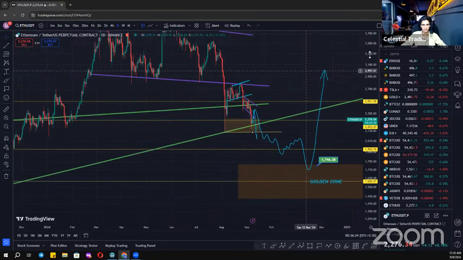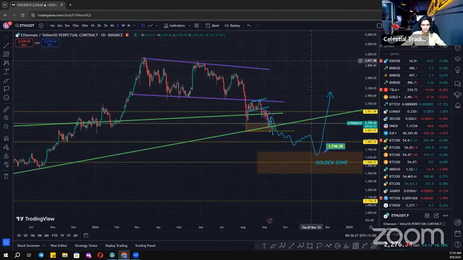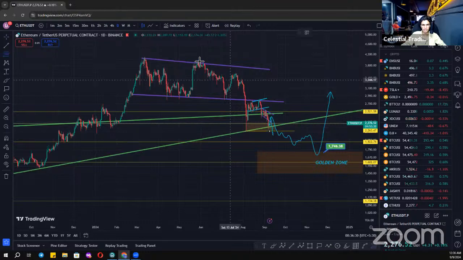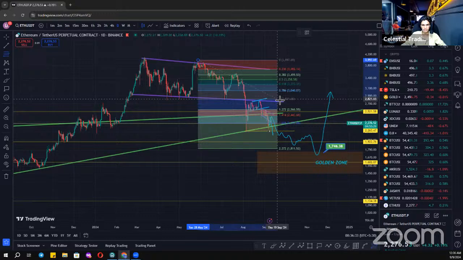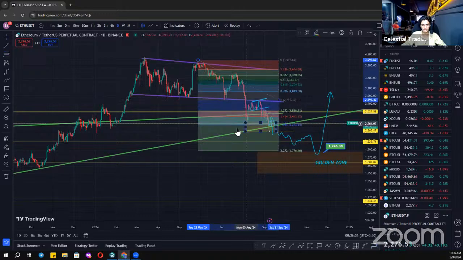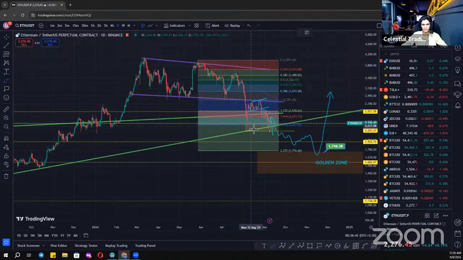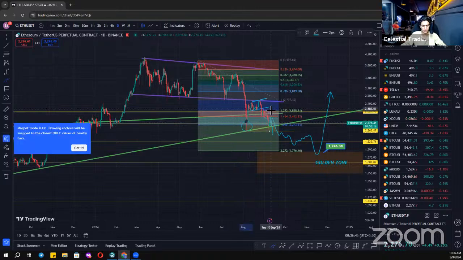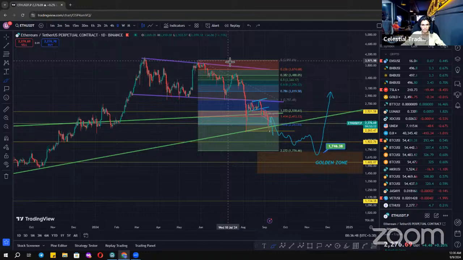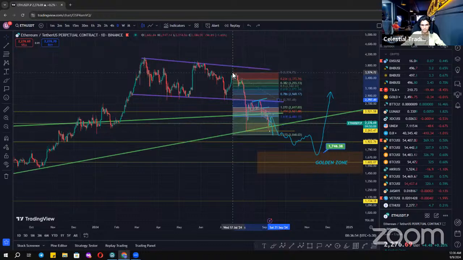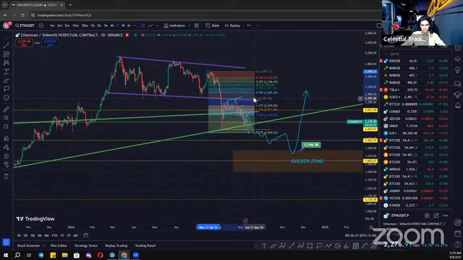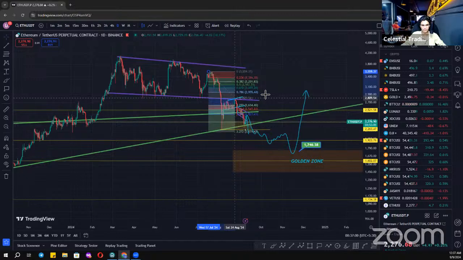Okay, we can see my prediction was like this. For this pair, the zone has been filled exactly. You see, the zone has been filled exactly, and we had a very big pump. And if you take a look like this, you see, it has again filled this. This is a very big golden zone. It has filled that area.